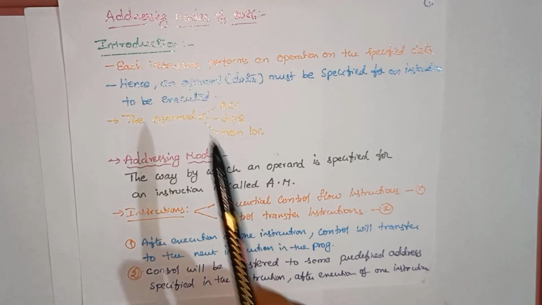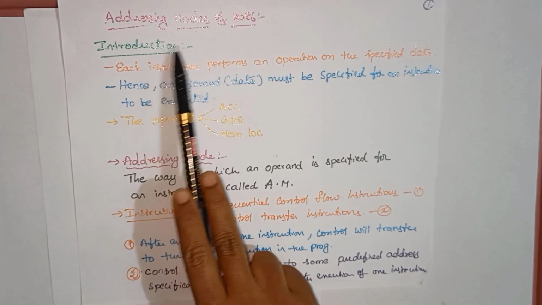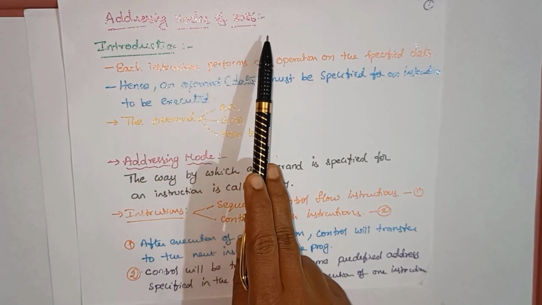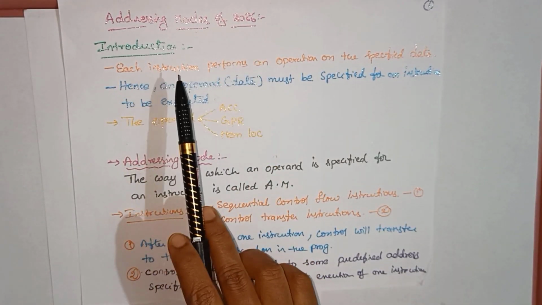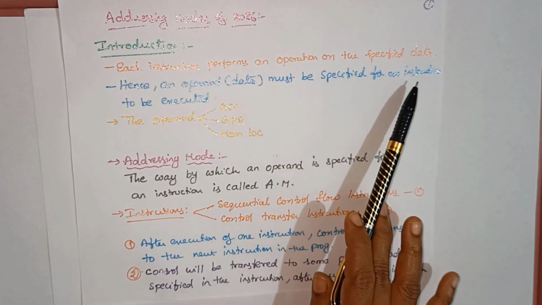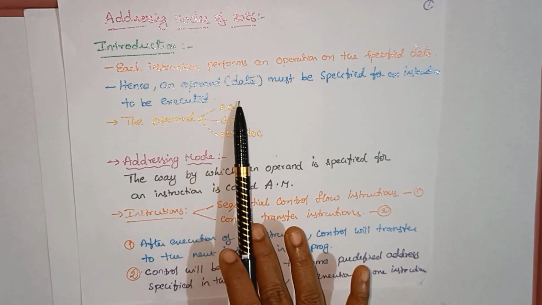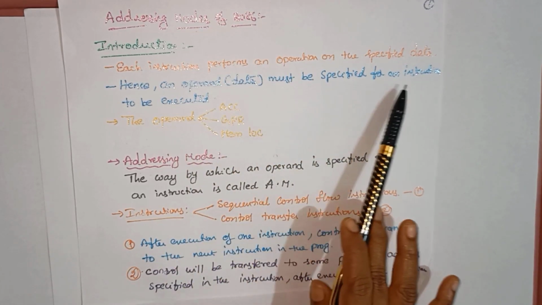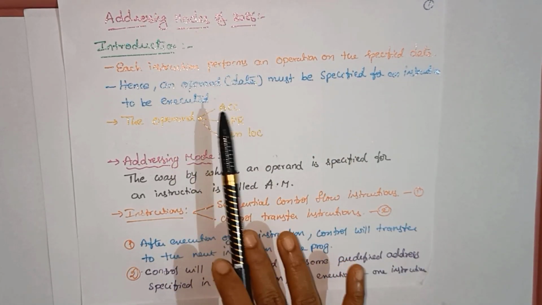In this video, we are concentrating on addressing modes of 8086 microprocessor. Introduction. Each instruction performs an operation on the specified data. Hence, an operand must be specified for an instruction to be executed.